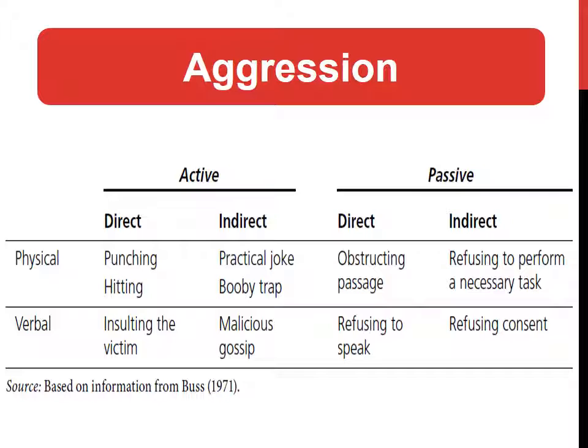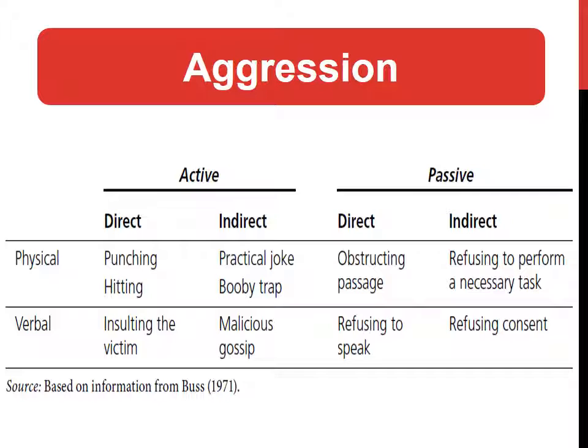Aggression may not always be physical, it could also be verbal, where active verbal aggression that is direct in nature would be insulting the victim to his or her face, whereas indirect active verbal aggression would be, for example, spreading gossip behind the person's back.